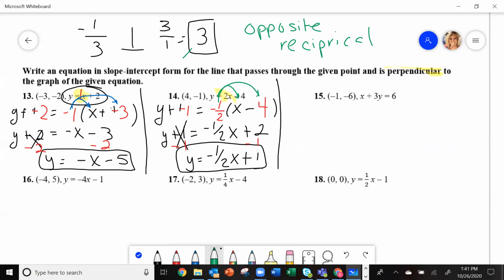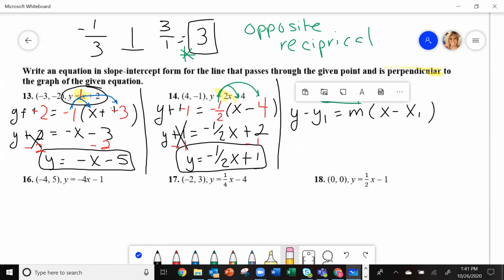Now you are going to use this slope and this point right here, and we are going to do the same thing we've been doing. Y minus y1 equals m times x minus x1. M, my slope is 3. Okay, so my slope is 3. My x number, it says, is -1. My y number right here is -6. Do you have any minus and negatives? You sure do. Change them to positive.